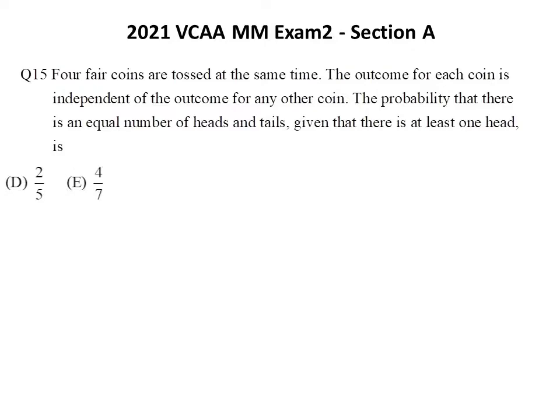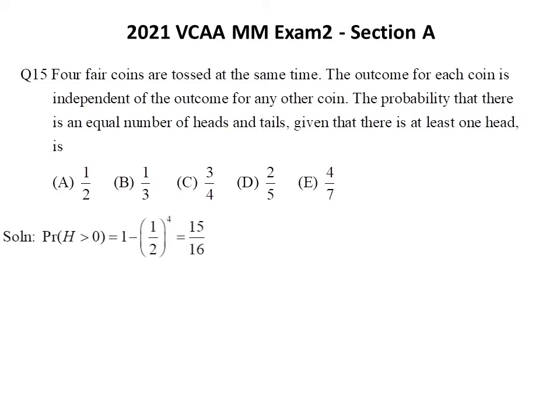Question 15 is a binomial probability distribution related question. It states that 4 fair coins are tossed at the same time. The outcome of each coin is independent of the outcome of any other coin. Find the probability that there is an equal number of heads and tails, given that there is at least one head.